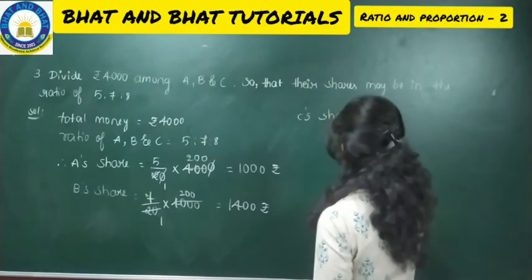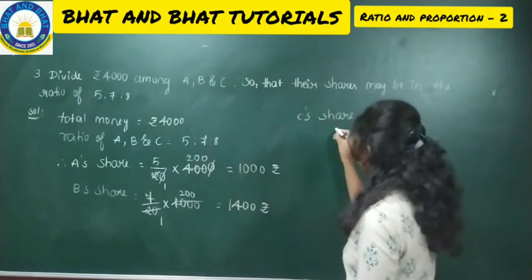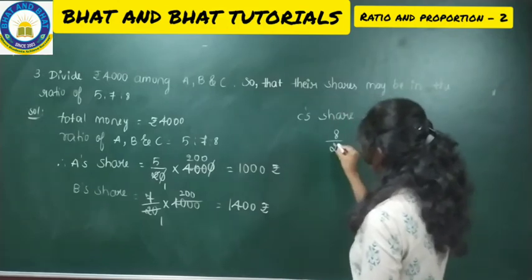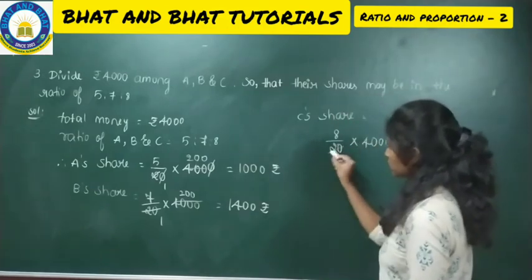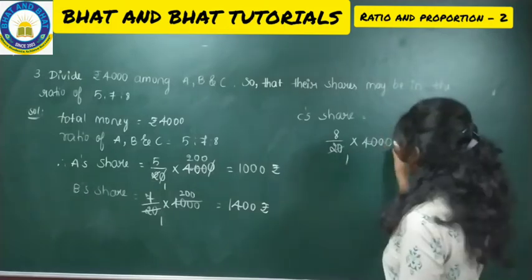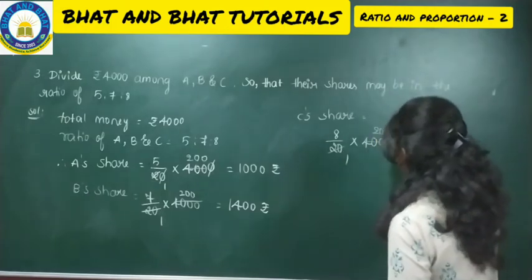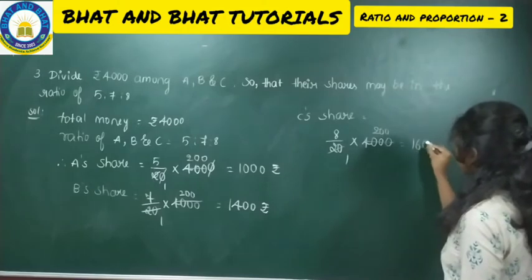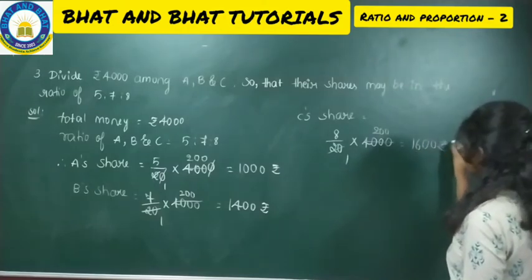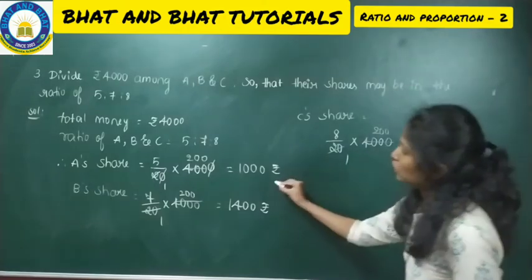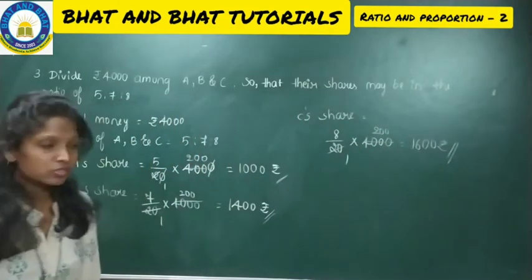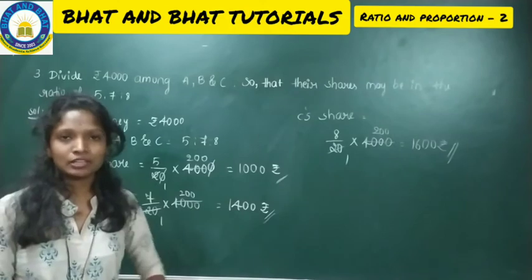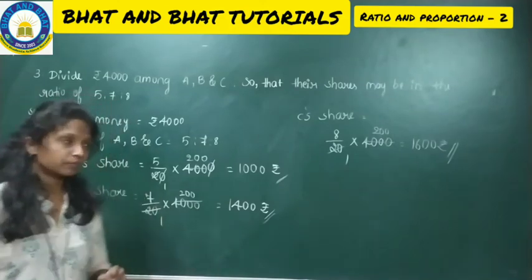Then let's look into C's share. So what is the ratio of C here? 8th part out of 20 into how much amount they are having? 4,000. 20 ones are, 20 200s are. So 200 into 8, it is 1,600. So now did you get to know? A's share is 1,000, B's is 1,400, C's share is 1,600. Make a note.